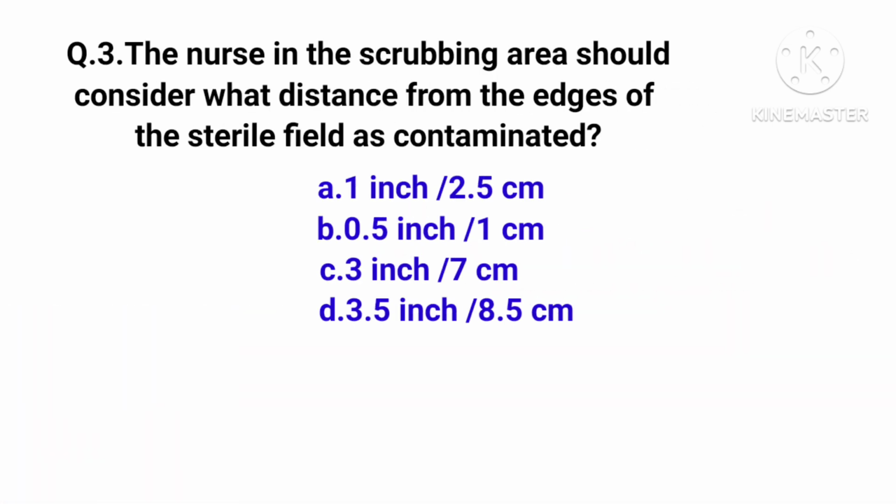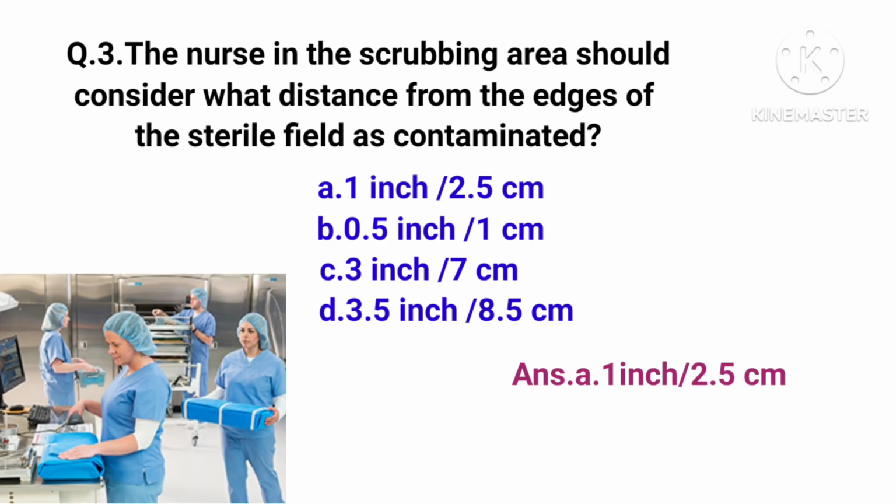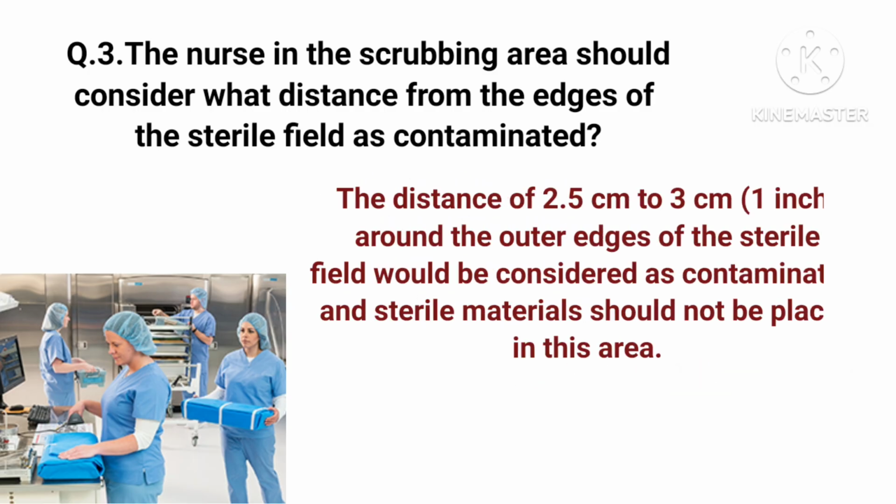The nurse in the scrubbing area should consider work skins from the edges of the sterile field as contaminated. 1 inch or 2.5 cm, 0.5 inch or 1 cm, 3 inch or 7 cm, or option D, 3.5 inch or 8.5 cm. And here the right answer is option A, 1 inch or 2.5 cm. The distance of 2.5 cm to 3 cm or 1 inch around the outer edges of the sterile field would be considered as contaminated, and sterile materials should not be placed in this area.